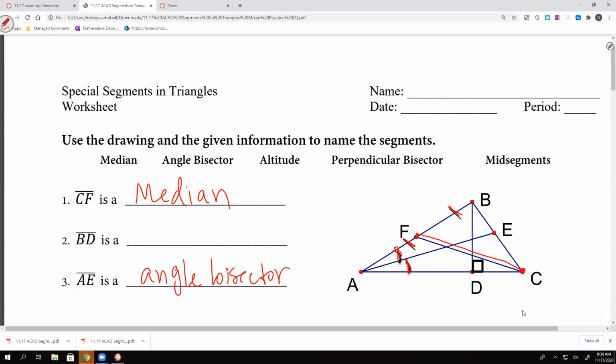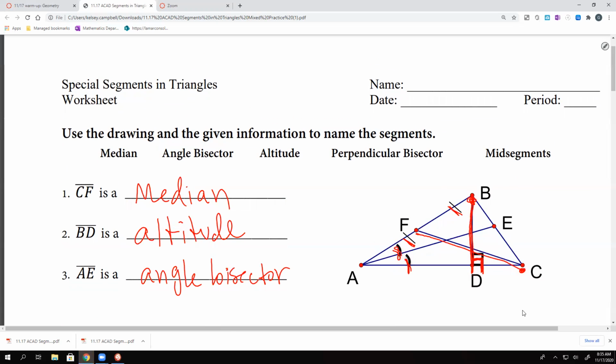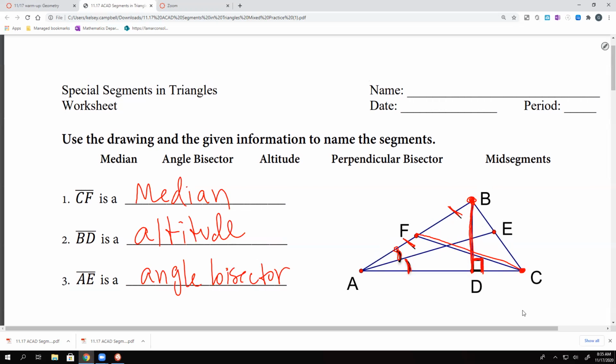Okay, now how about BD? BD, it's starting at a corner, and it's making this right angle. Right, it's an altitude. It's not a perpendicular bisector because you see this side, is this side being cut into two equal pieces down here on the bottom? No, so it's only an altitude. All right, very good. Okay, we got those done.